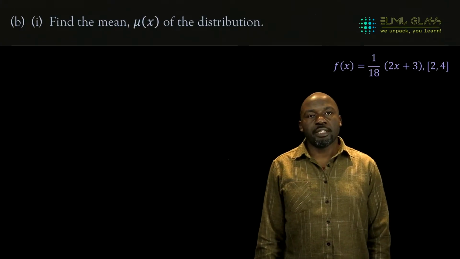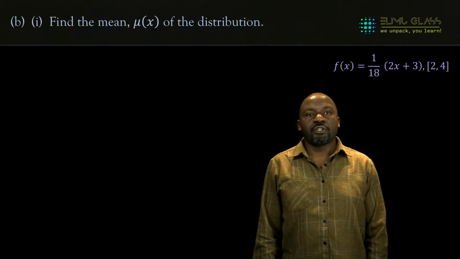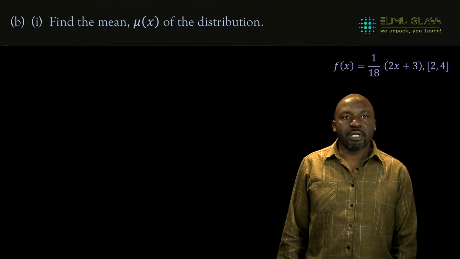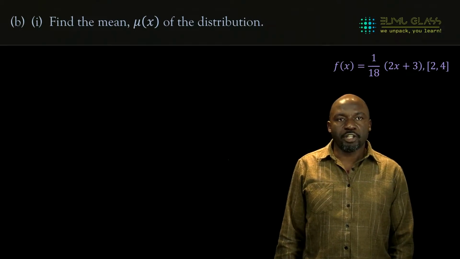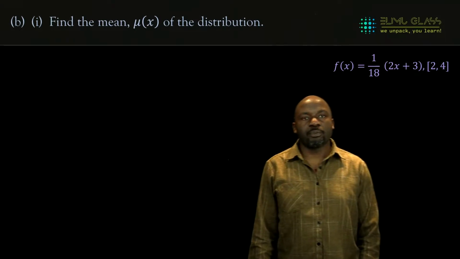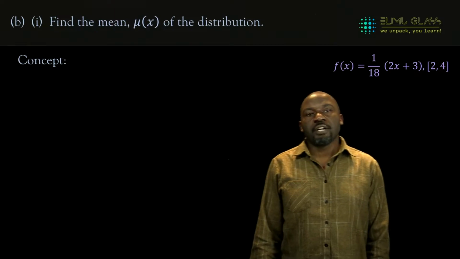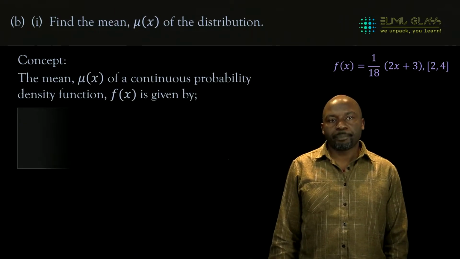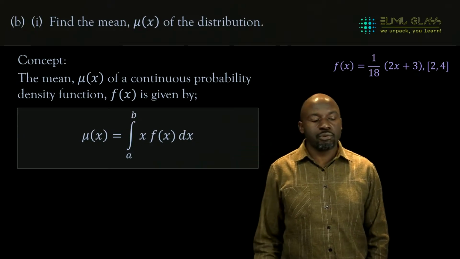Part B, I've split it into 3 parts. Part 1, to find the mean. Part 2, we will look for the variance. And part 3, we will look for the standard deviation. So the mean, by definition, if f of x is a probability density function, then the mean of the function is given by this function here. Okay, we can show that this is true.